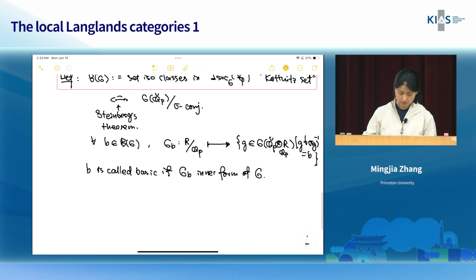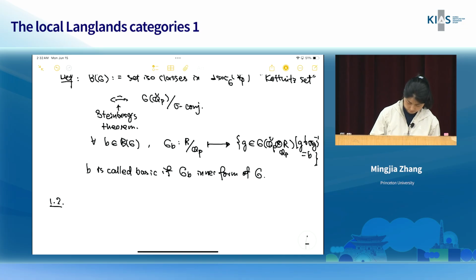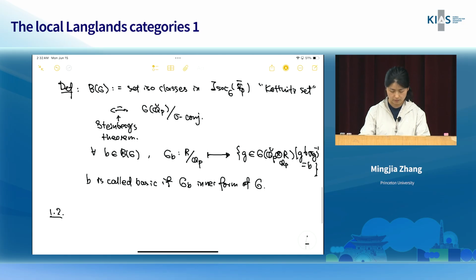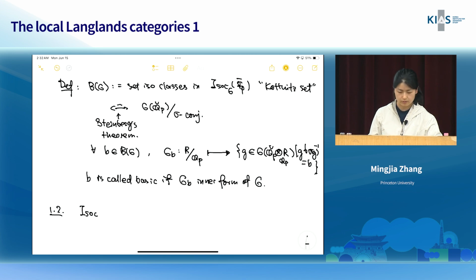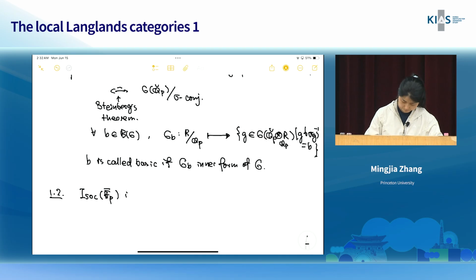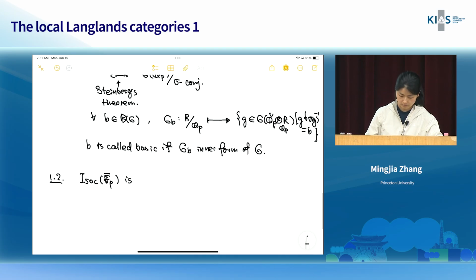Okay, so I guess people are familiar with most of the stuff I said so far. So the next thing we want to do is to study the structure of this set. In particular, introduce the Newton map and Kottwitz map. So for this, let's give another interpretation of what B(G) is, using the Kottwitz gerbe.